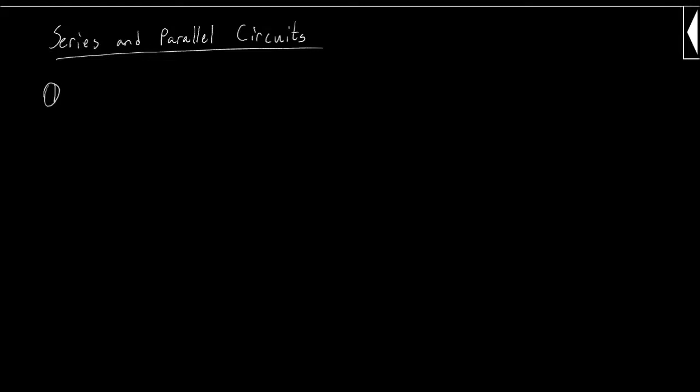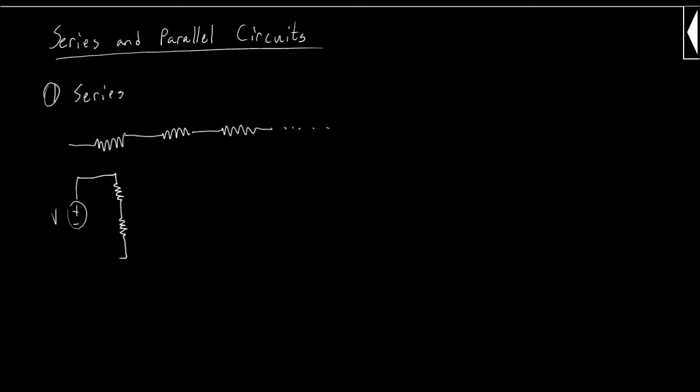So here we have a series connection of resistors, which basically just means you have one resistor connected directly to another, connected to another, dot dot dot, go on. Usually you see this in circuits with some sort of voltage source and perhaps a resistor and then another resistor connected back. So these two would be considered to be in series.